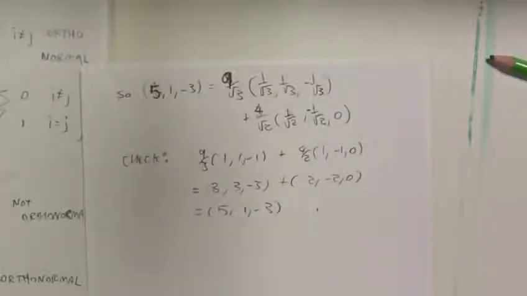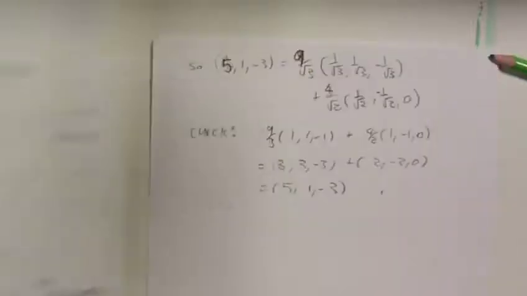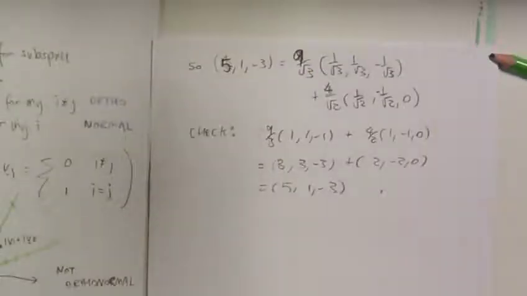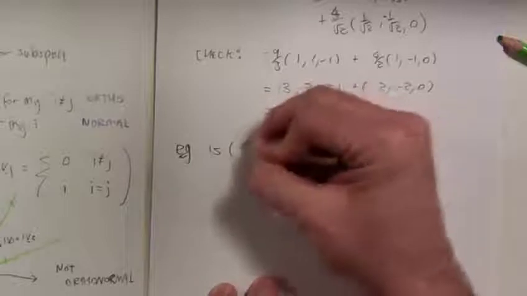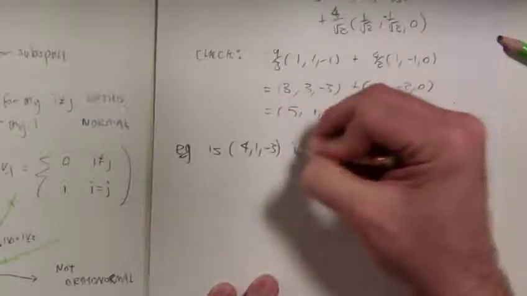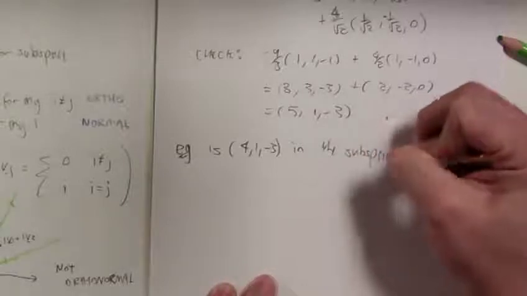Okay. So as a check, it should work. And if it didn't work, it wouldn't have been in the subspace. So they could just as easily ask you, is this vector in this subspace? You would do this process and see if it came out to the same answer, and if it didn't, you would go, not in the subspace. So, for example, just to be sure I've gotten that, is 4, 1 minus 3 in the subspace?